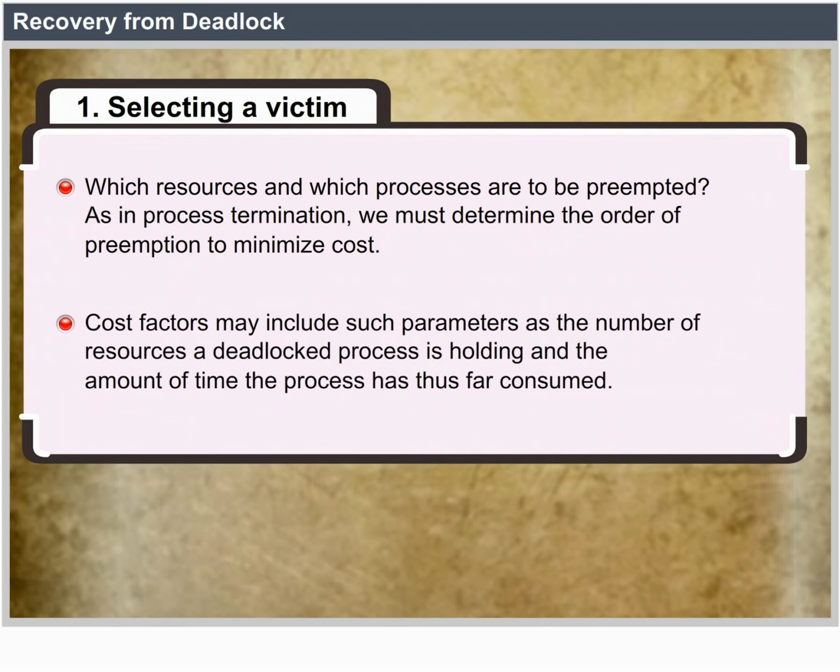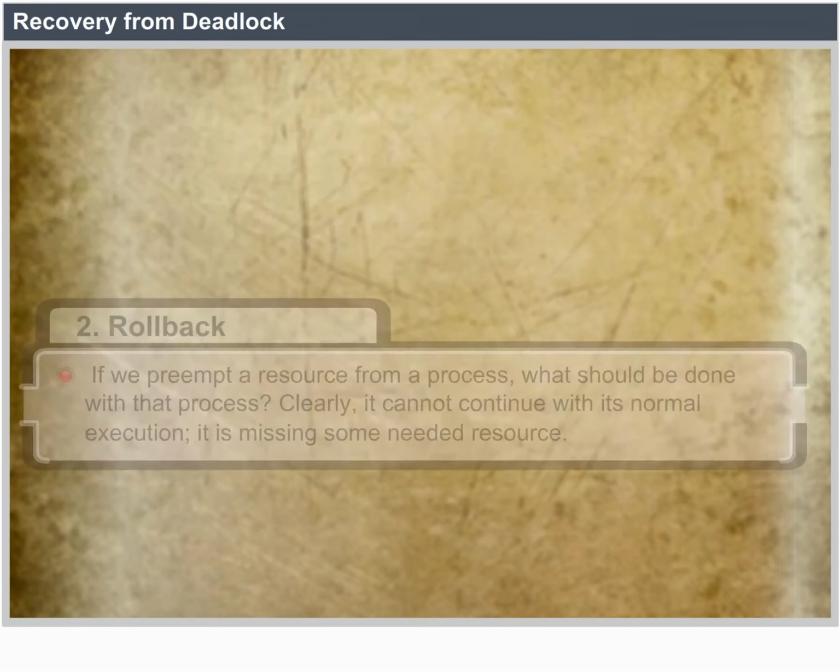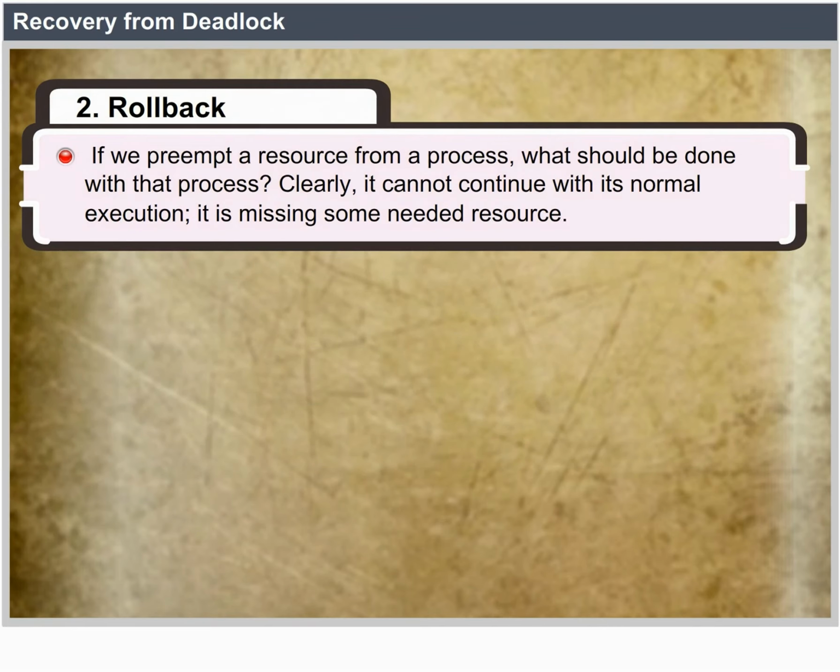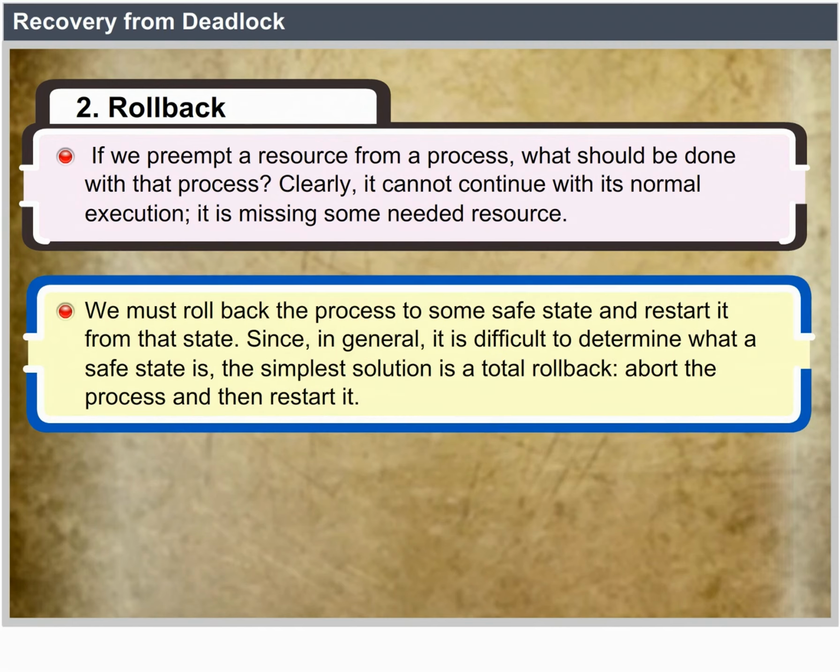2. Rollback. If we preempt a resource from a process, what should be done with that process? Clearly, it cannot continue with its normal execution. It is missing some needed resource. We must roll back the process to some safe state and restart it from that state.